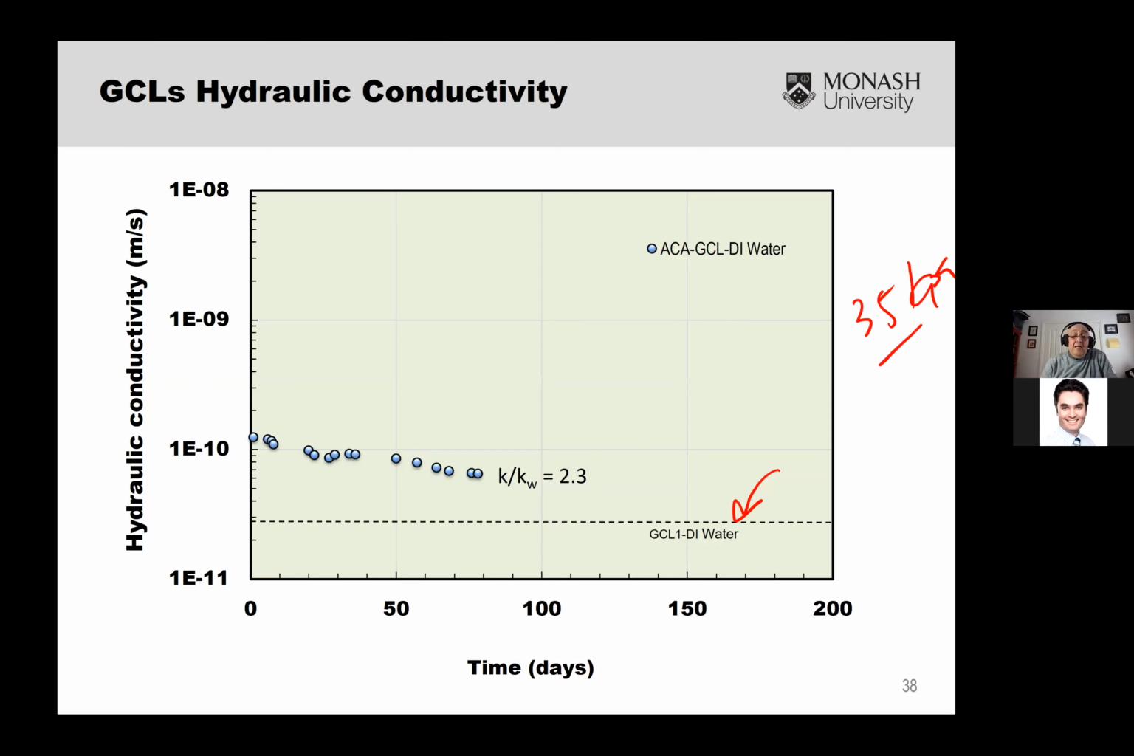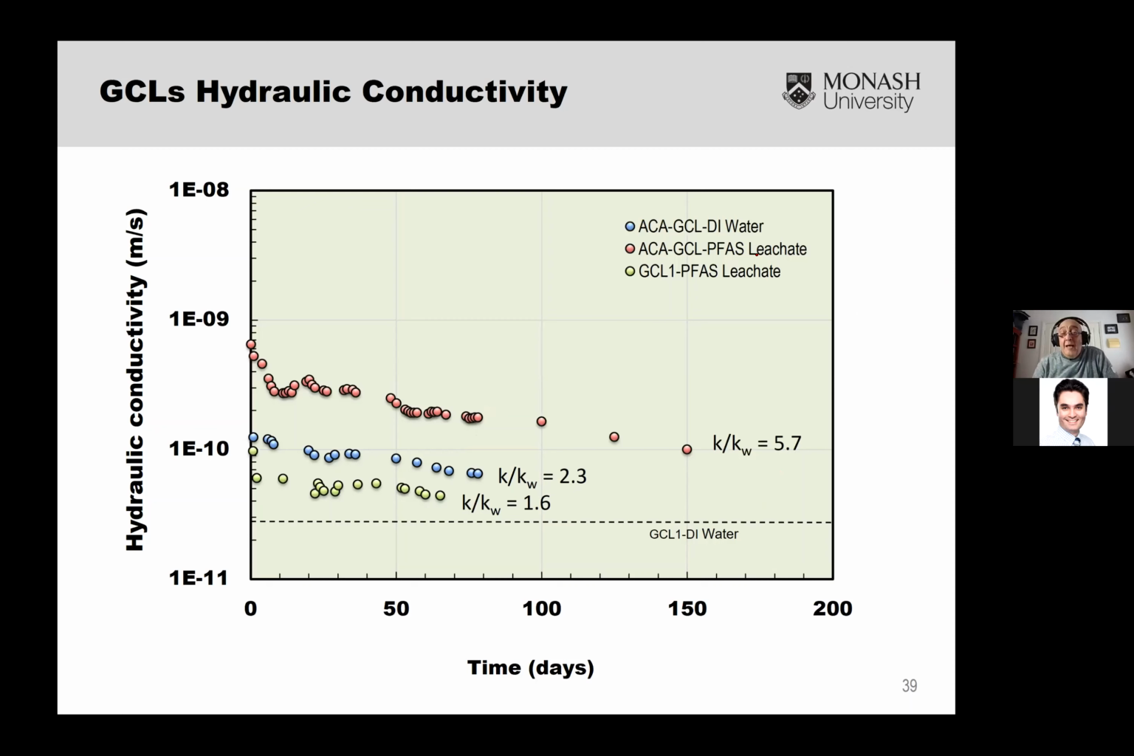Then if you modify the bentonite by adding activated carbon, you need to see whether it is going to affect the hydraulic conductivity or not. And what you see here is these activated carbon amended GCLs permeated with DI water over a number of days. And it appears that the addition of the activated carbon did not compromise the hydraulic conductivity that much.